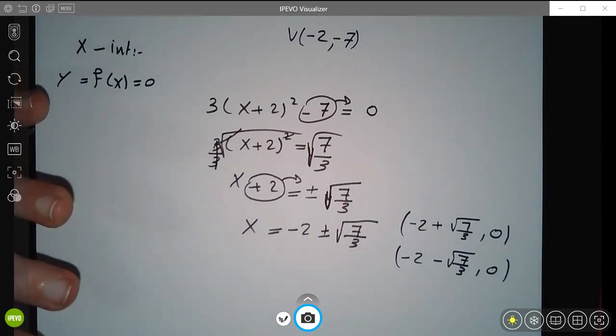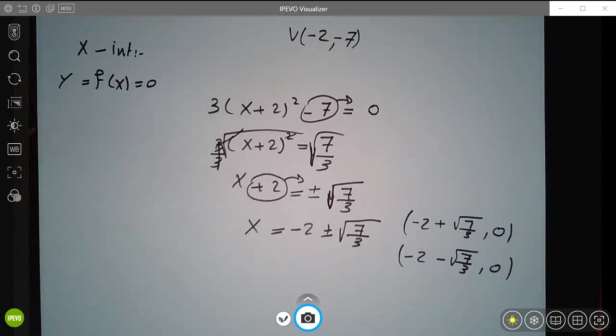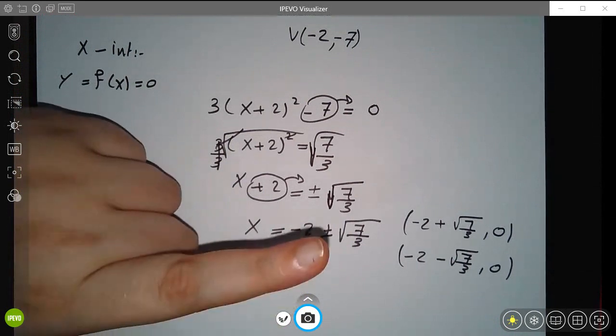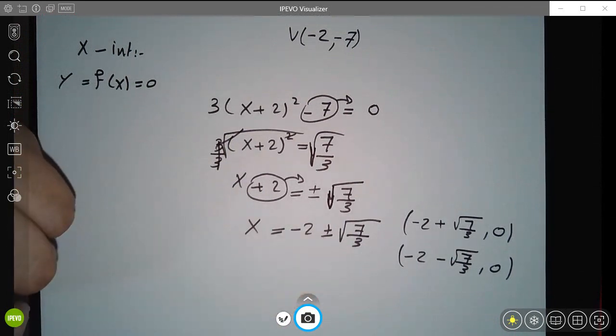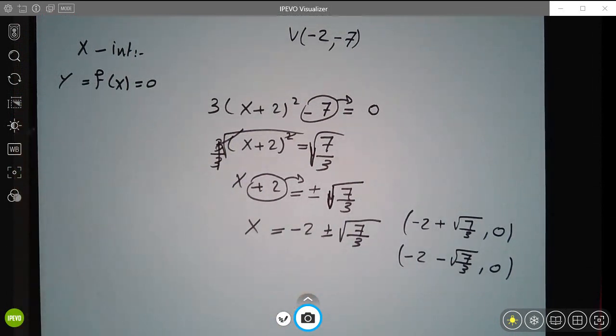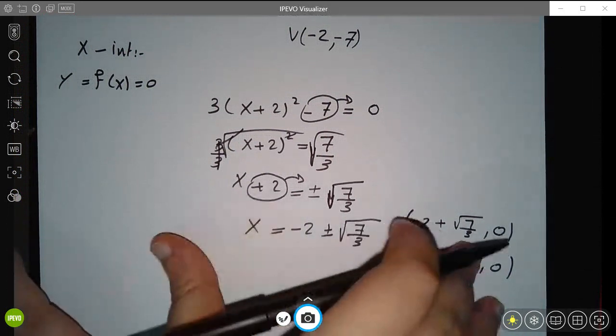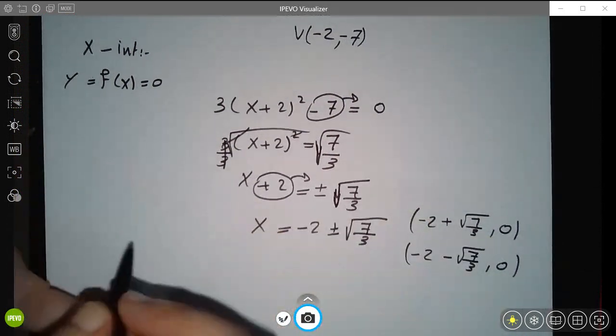Now, for y, it's going to be the opposite. X is going to be 0. And for y, always remember that you're only going to have one intercept, you cannot have more. You can't have none. So it is possible that it won't intersect the y-axis ever, but you can't have more than one. Okay.